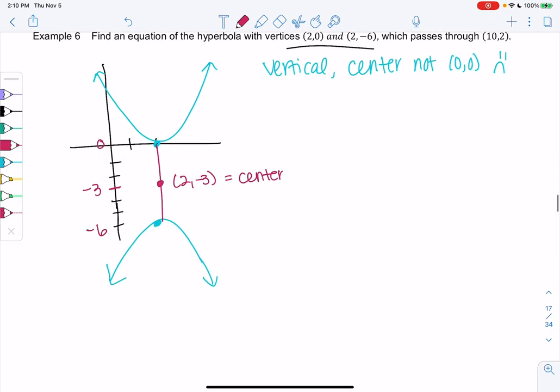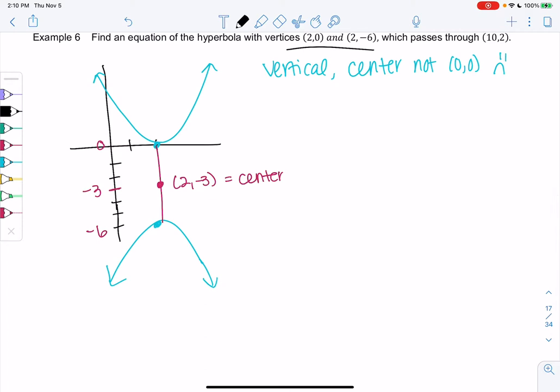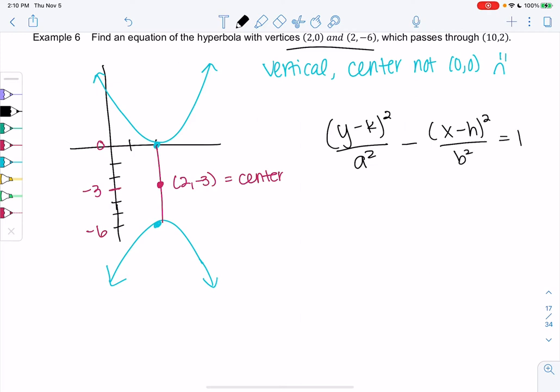So let's set up the general formula for the hyperbola. We at least need that equation. So since it's vertical, y comes first. So we have (y - k)² over a². You can hear my dog shaking in the background. And then we do minus (x - h)² over b² equals 1. So we need to figure out all these values. We know h and k because we know the center. So that's good. We just need to find a and b.